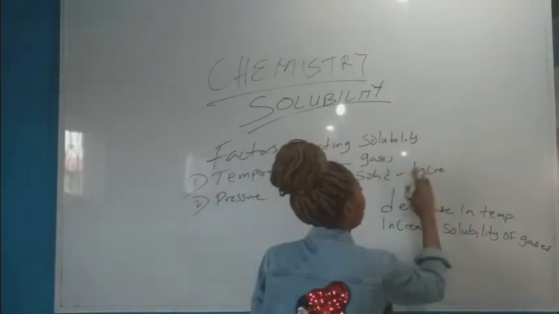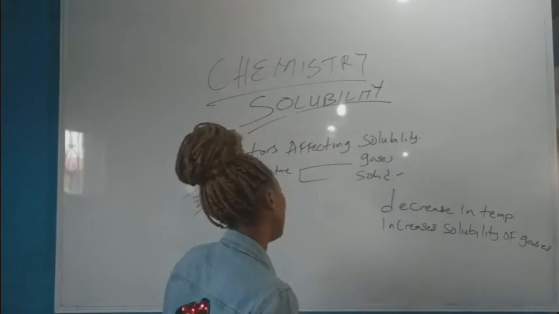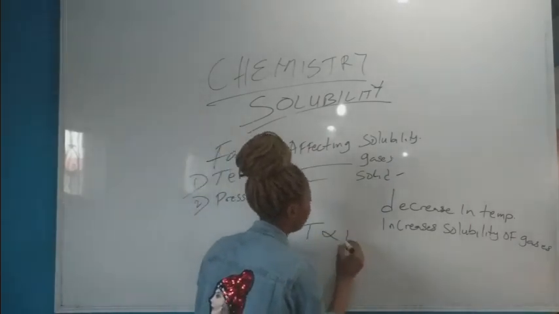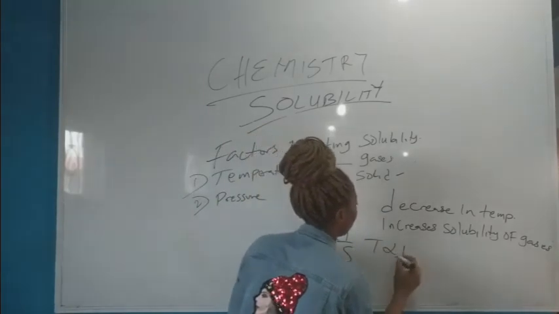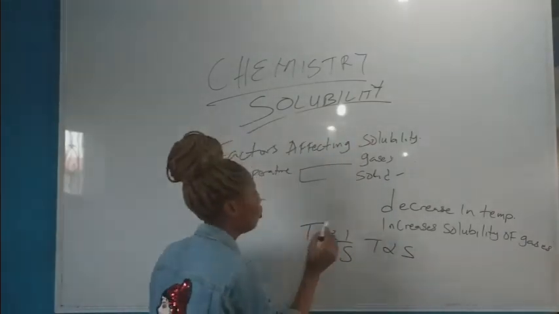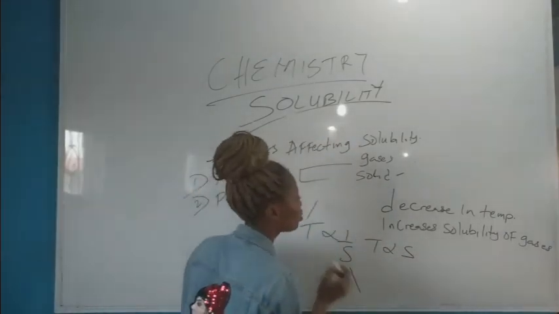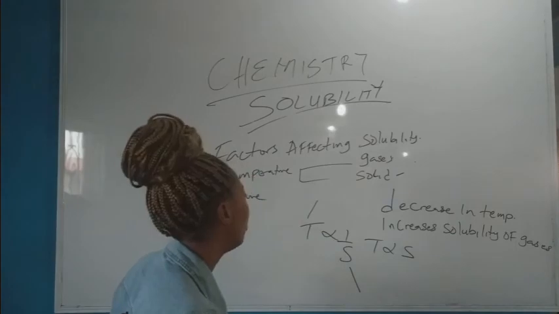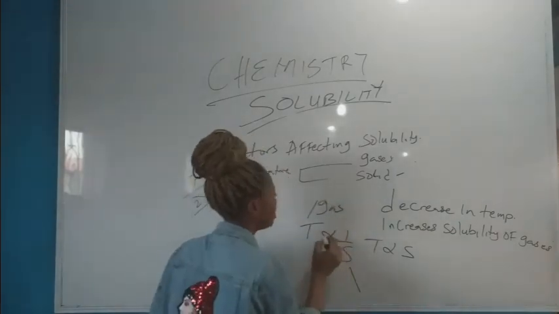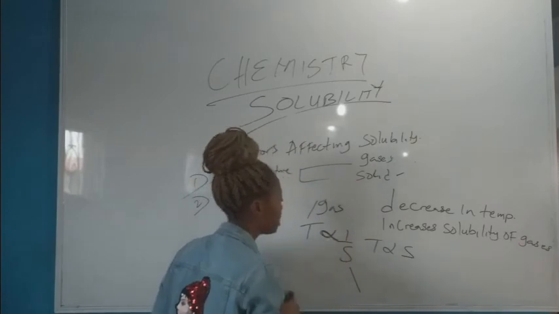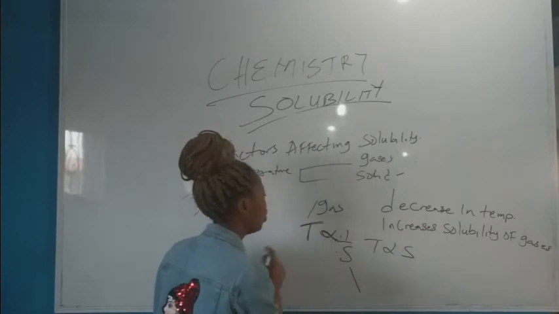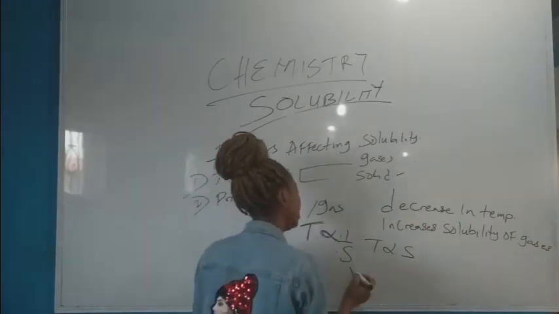So let's represent it in a formula. So temperature in solid is directly proportional. Which one will be for solid, which one will be for gas? This one says an increase in temperature reduces solubility, so definitely we know that this one is for gas. This is the proportionality sign, and here it is inversely proportional. So this stands for temperature. When temperature is increasing, this one is decreasing.